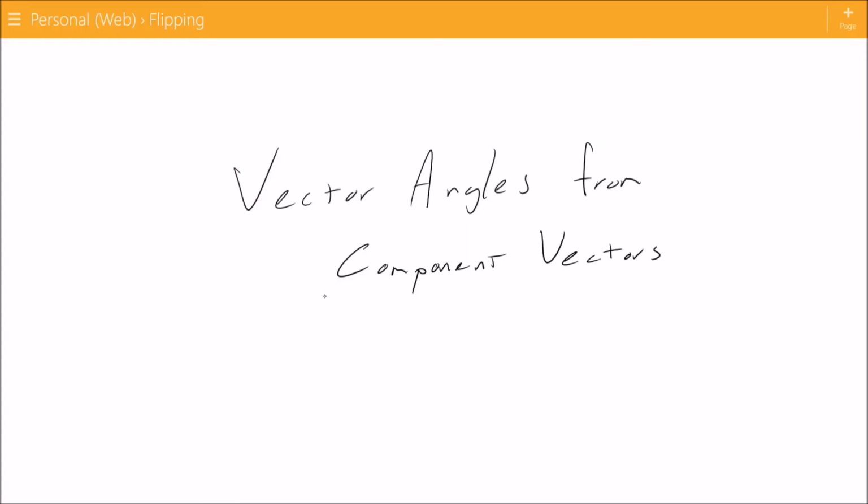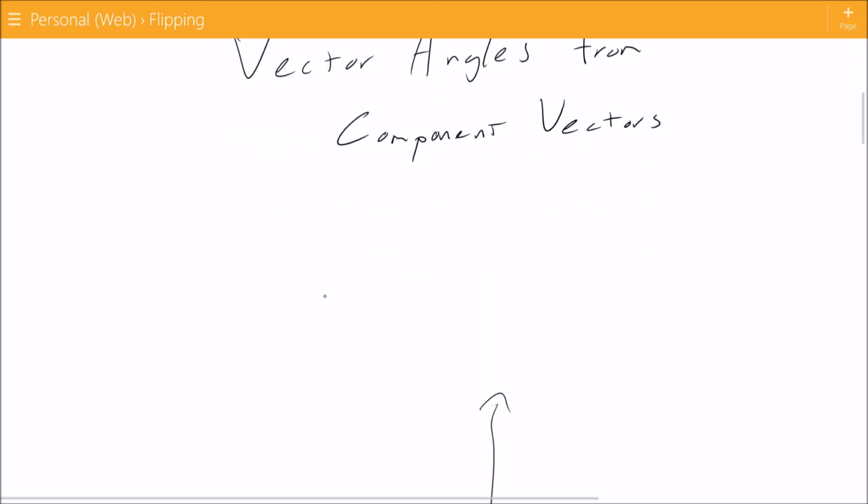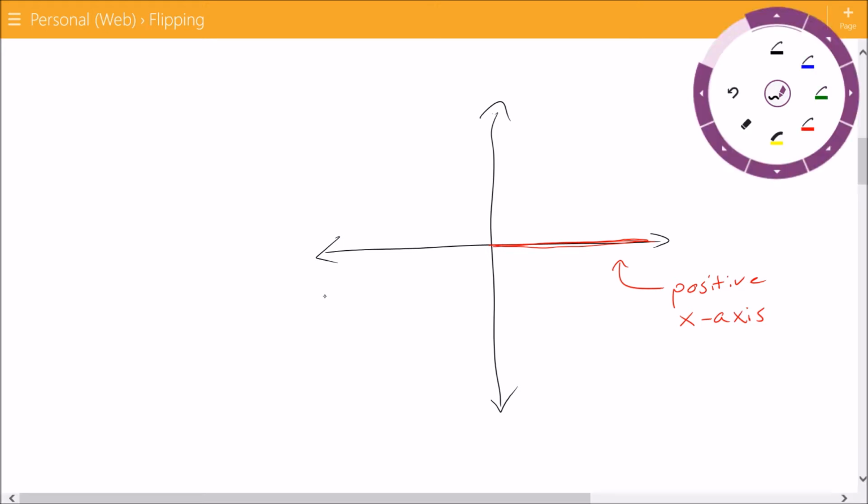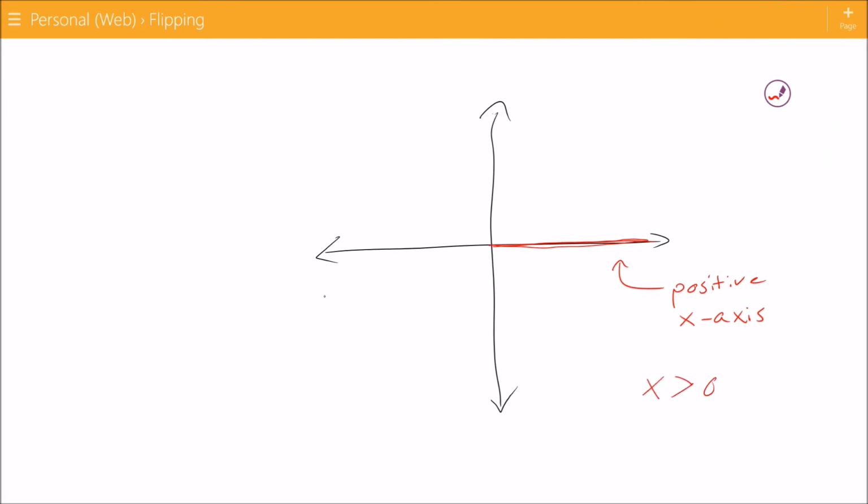Hello, we are going to look at how to get angles for vectors from component vectors, specifically with respect to the positive x-axis. So what do I mean by that? I'm looking at your standard coordinate plane here, where I've highlighted in red the positive x-axis. The x-axis here, of course, is the horizontal axis running through the graph. And the positive x-axis is every spot where x is greater than 0.